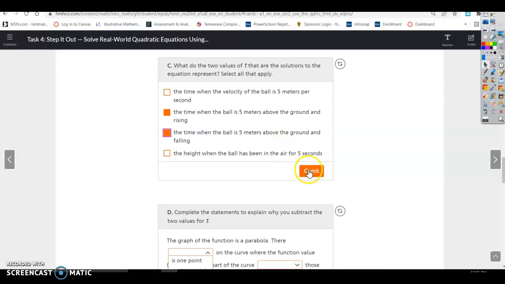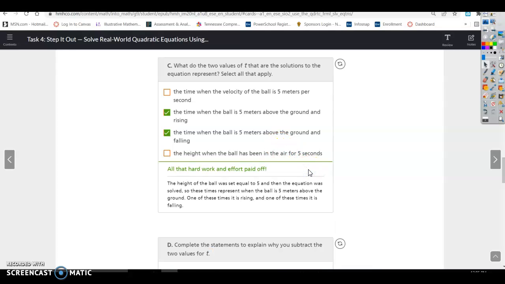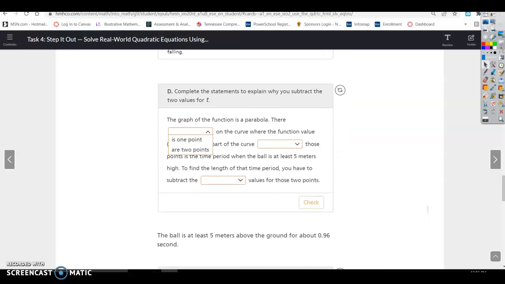Okay, so remember the 2 intercepts are the 2 endpoints, and everything in between those 2 points is where the ball is above 5 meters.